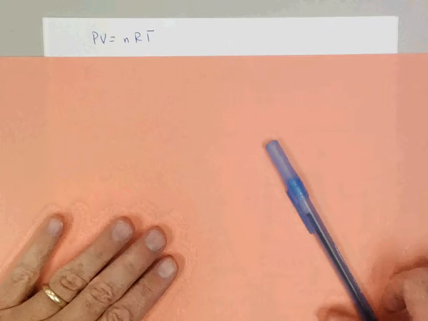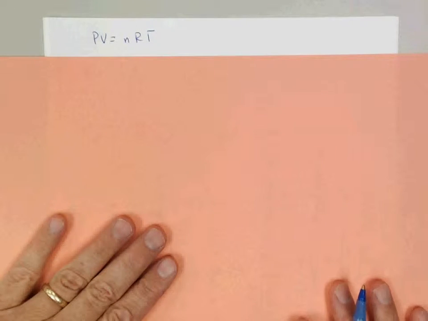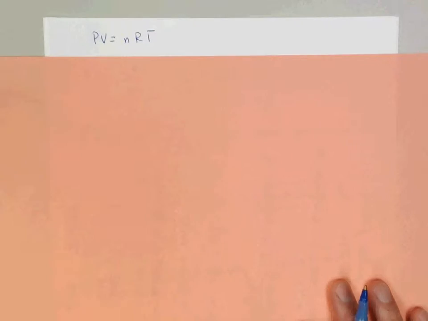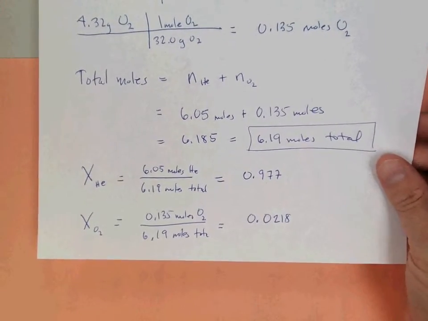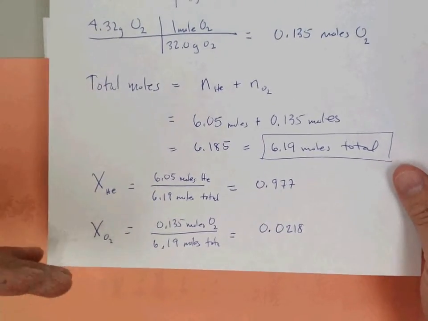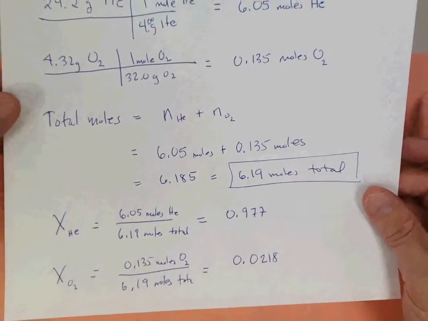All right, looks like we got cut off a little bit, so we're going to make this part 2 of looking at mole fractions and partial pressures. We had already found the mole fractions, if you will recall. So now we're going to look at finding the total pressure by using PV equals nRT.